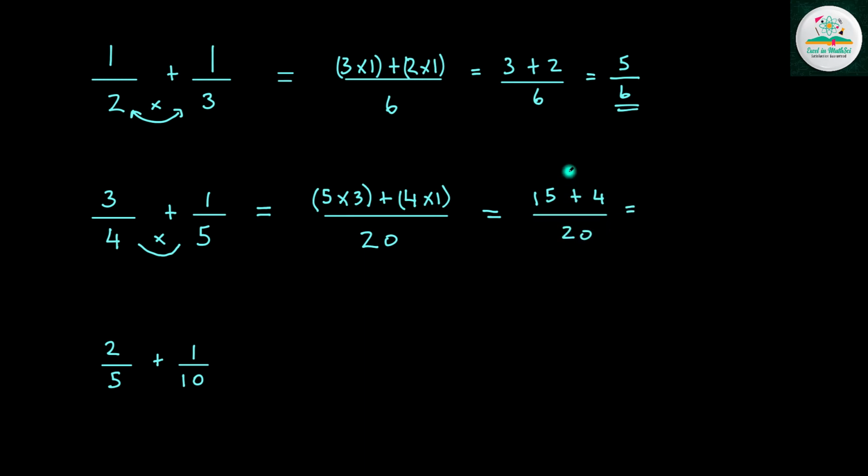And if I add this up, I would get 19 over 20. And once again, that is the simplest form. I can't simplify that any further. Why don't you try 2 over 5 plus 1 over 10? Just stop the video for a while and see if you can do that.